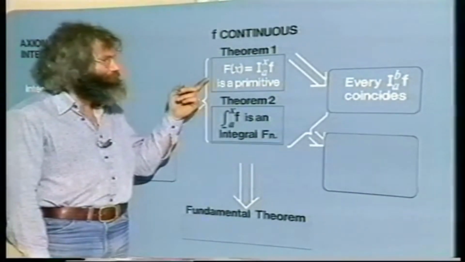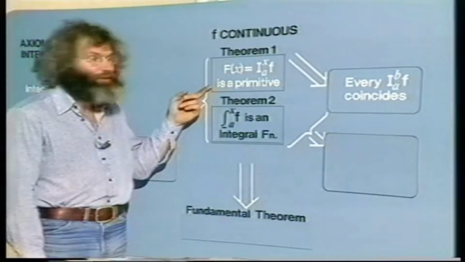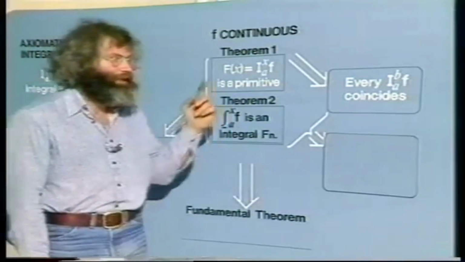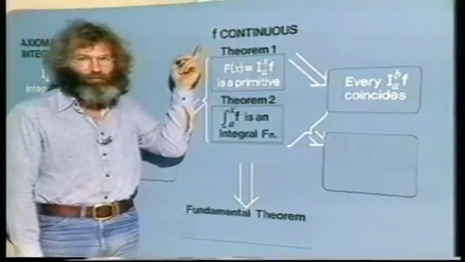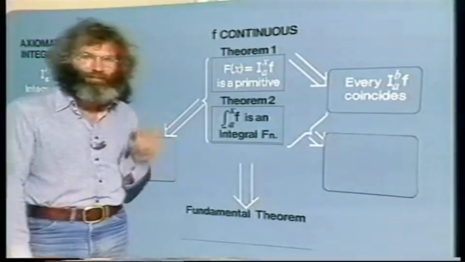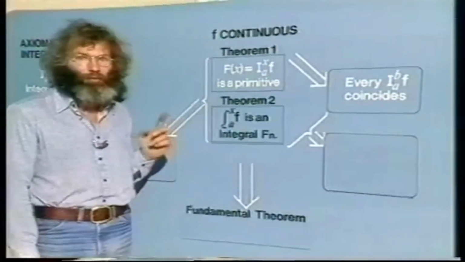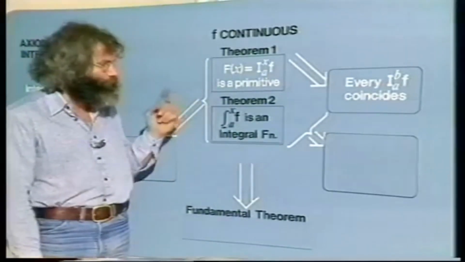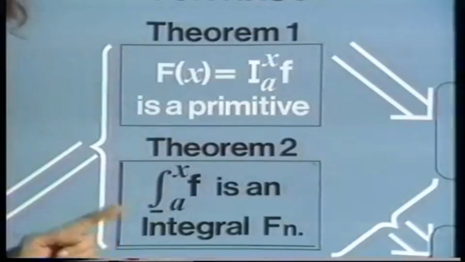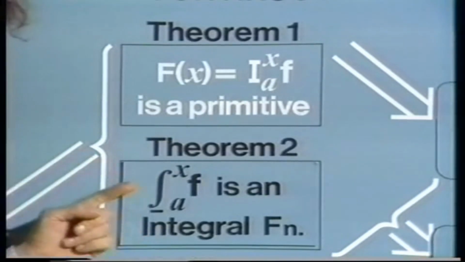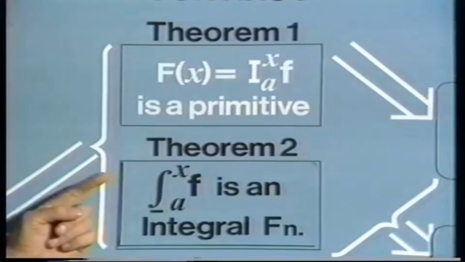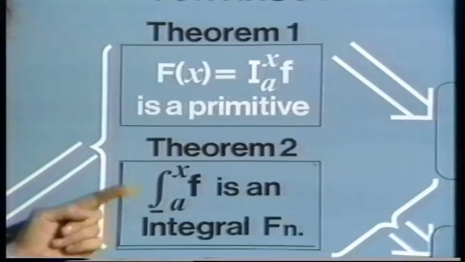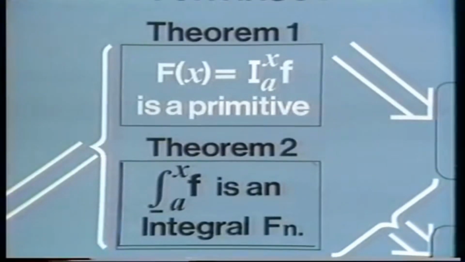So we've proved that an arbitrary integral function gives rise to a primitive, and as a corollary, we've proved that any two integral functions coincide for a continuous function f. But we haven't as yet proved the existence of an integral function, and that's what we're going to do now. We're going to prove that the lower integral gives rise to an integral function. Remember that the lower integral is defined using inner areas. So what we've got to do is check that the lower integral satisfies the two axioms for an integral function.